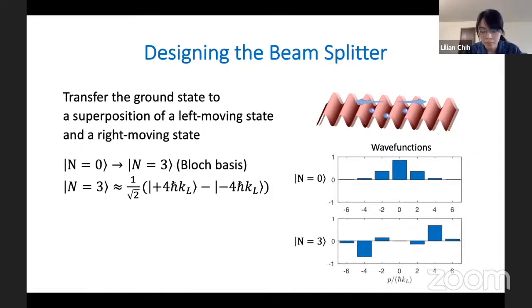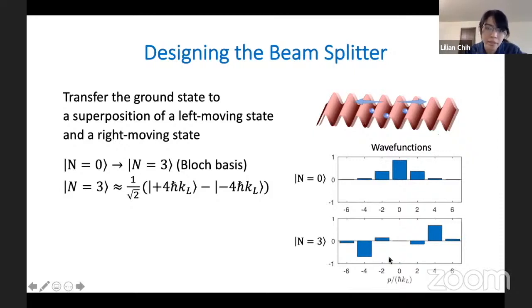The Bloch states are the eigenstates of this lattice. In this lattice system, momentum is discretized into integer multiples of 2ħk. And this first wave function shown here is the ground state wave function. As you can see, most of the population is in the zero momentum state. And the third excited Bloch state, which is our target state, is an equal superposition of the +4ħk state and the -4ħk state.